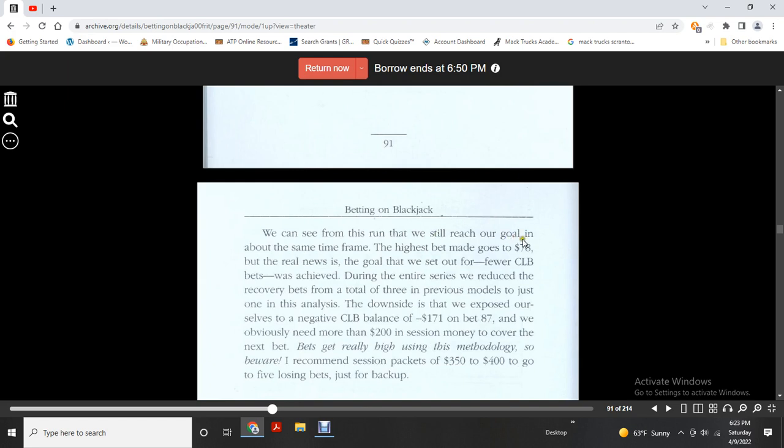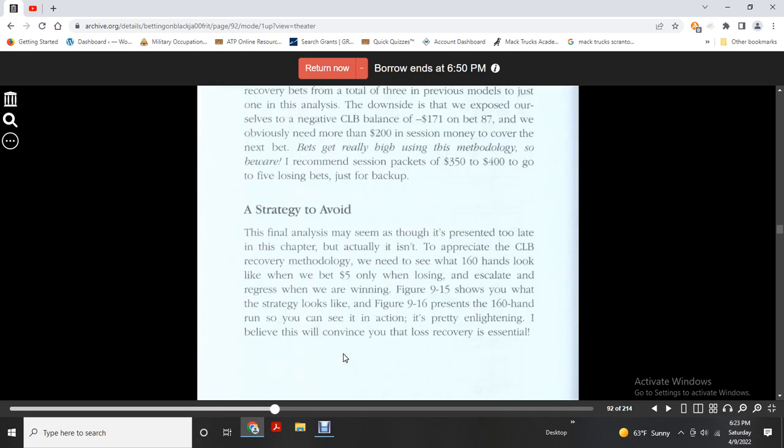In fact, the highest bet made with the goals was 78, with the fewer clearance level of bets achieved, which reduces the recovery bets for the total of the 3 previous rounds. The downside is that we exposed ourselves to a negative clearance level balance of $171 on a bet at 87. We obviously need more than $200 in session money to recover with the next bet. Bets get really high using this methodology, so beware. I recommend session bankrolls of $350 to $400 to go on 5 losing bets just for backup.